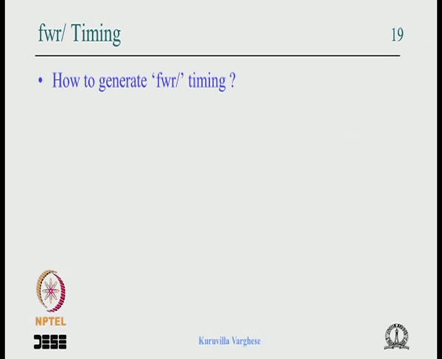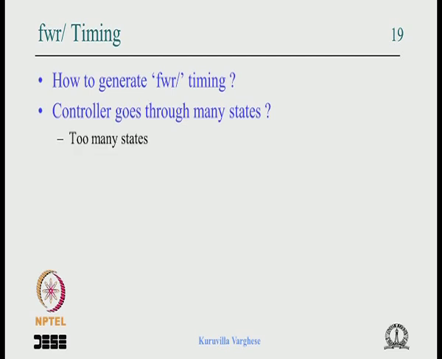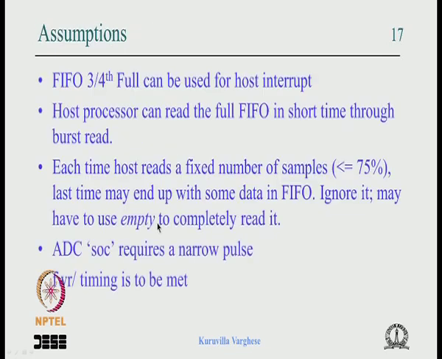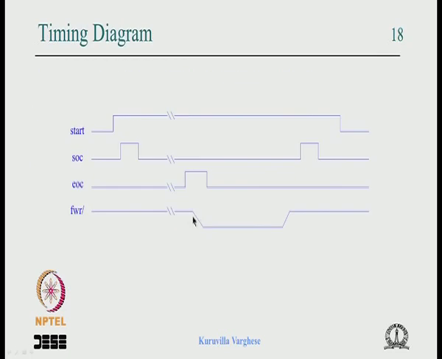So that is what is shown here. One way of doing it is that the controller goes through many states which match the width of the write timing. It might occupy too many states and modification is difficult. If you get a slower or faster FIFO, you have to modify the state diagram and redesign the controller. So why not use a counter? When the end of conversion comes, it goes to a state, makes the FIFO write low and starts the counter.